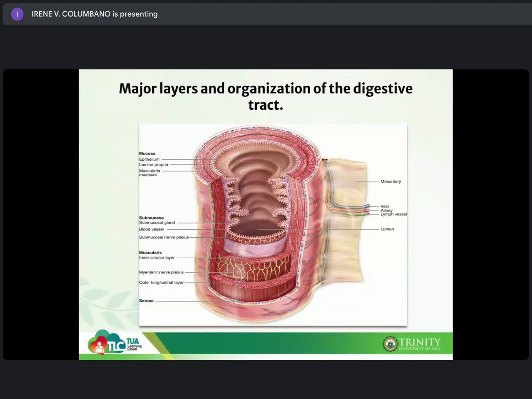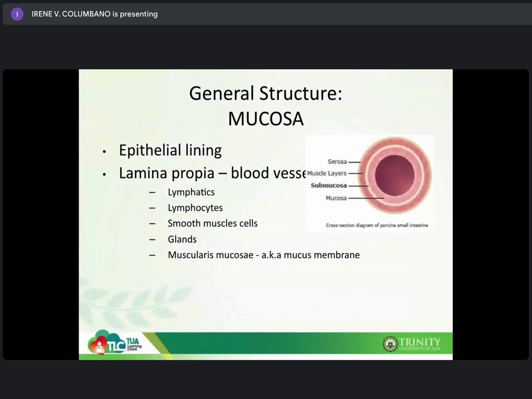Okay. So remember that the stomach, small intestine, and large intestine are suspended by mesenteries that are the site of nerves, blood vessels, and lymphatics from the stomach down to the intestine. So ito na, isa-isahin na natin yung general structure ng four layers.